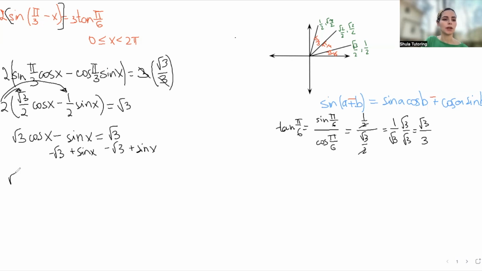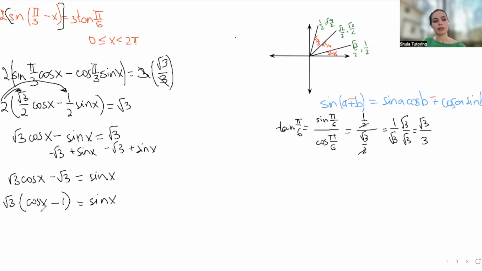So I get square root of 3 times cosine x minus square root of 3 is equal to sine x. So what do I do at this point? Well, I notice that I have a common factor on the left side of the equation. So my common factor is square root of 3. So I can factor it out. So when I factor it out, I'm left with cosine x minus 1 inside the parentheses is equal to sine x. So now I need to find a way to simplify this.